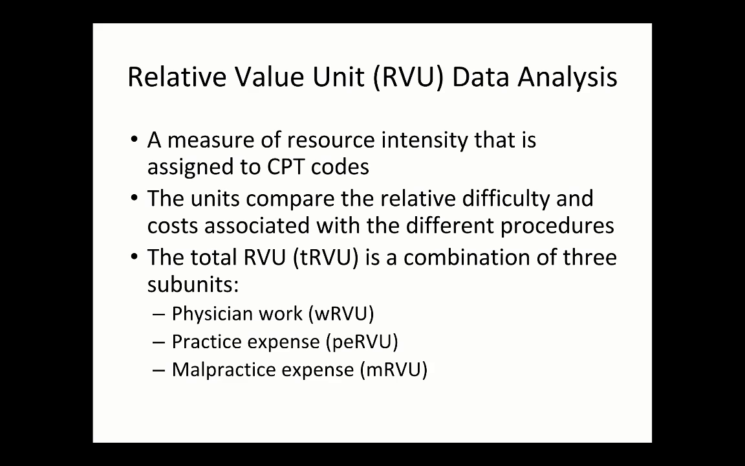The next type of analysis we're going to cover is the relative value units, or RVU analysis. RVU is a measure of resource intensity that is assigned to CPT codes. The units compare the relative difficulty and costs associated with different procedures. The total RVU, or TRVU, is really a combination of 3 subunits: physician work, WRVU, practice expense, PERVU, and malpractice expense, MRVU. Thus, RVUs can be used to evaluate work volumes, patterns, and expenses in physician practices, hospitals, as well as better quantify the work performed by outpatient service lines.